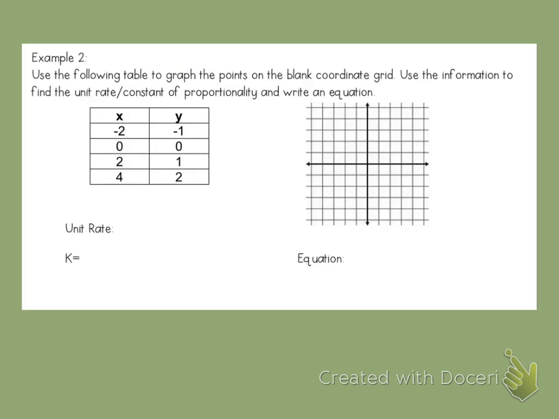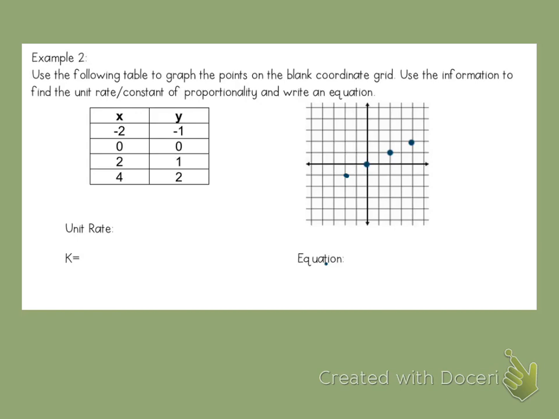Okay, let's try another one. Use the following table to graph the points on the coordinate grid. Use the following information to find the unit rate, constant of proportionality, and write an equation. So here I am. Let's go ahead, we're going to go from a table to a graph instead of a graph to a table. So -2, -1 is right here. Then we have 0, 0, so it goes through the origin. 2, 1, and 4, 2. So it's a little high.